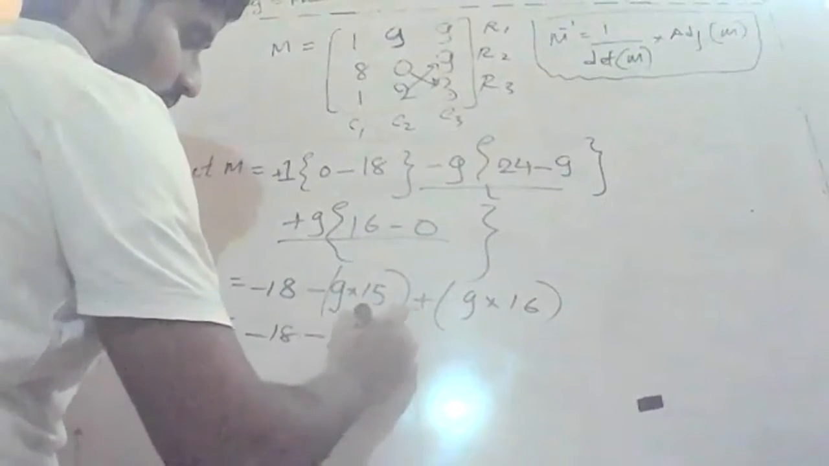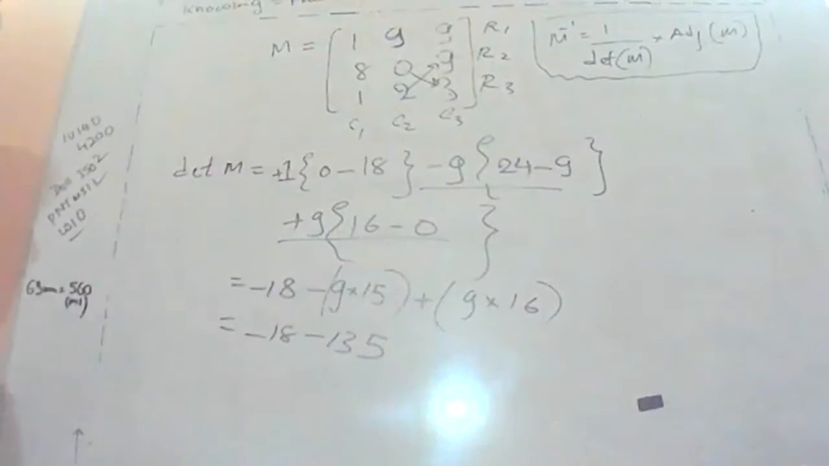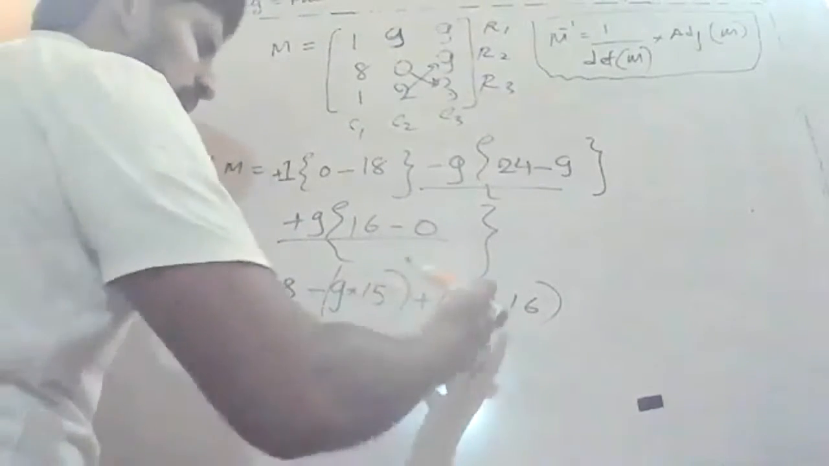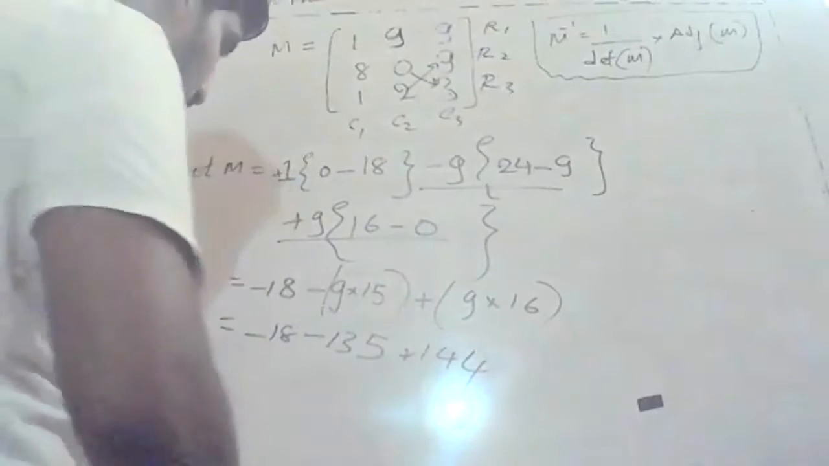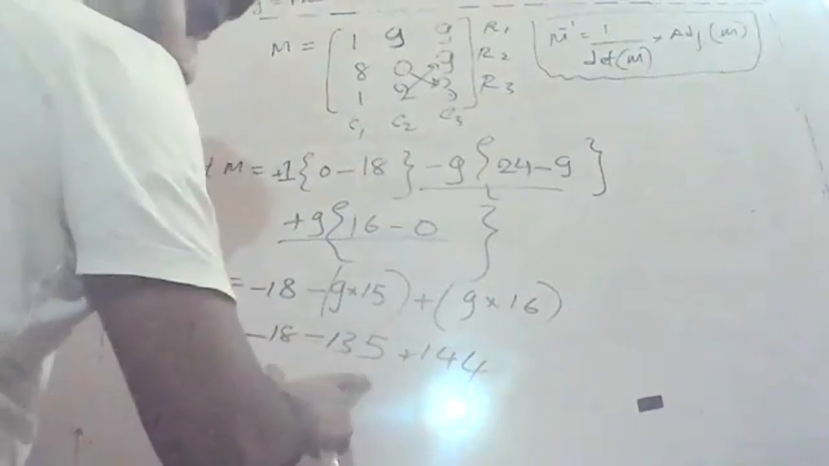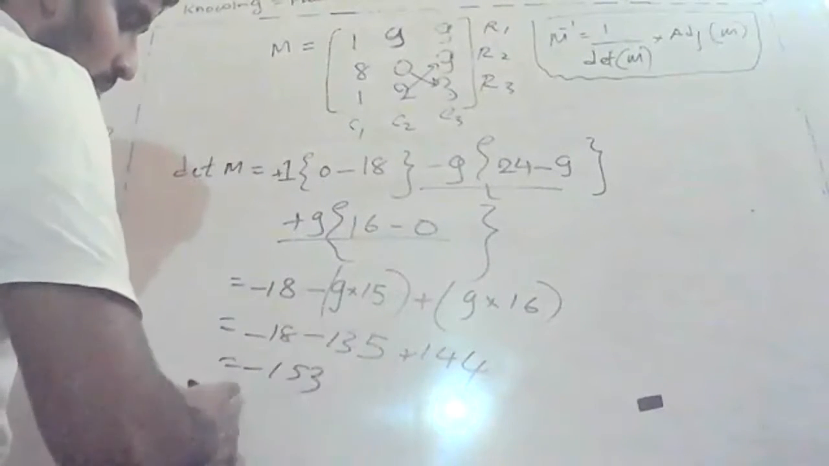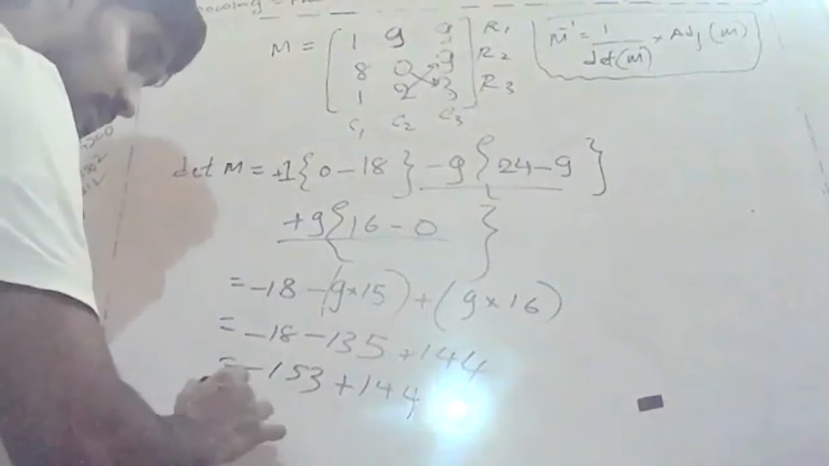Minus 135. 9 into 50, 135. Here, positive 144. Carefully multiply, because if you make even a little mistake, you will be wasting your time. So what would be the value? 135 minus 153 minus 153 plus 144. What is the answer?